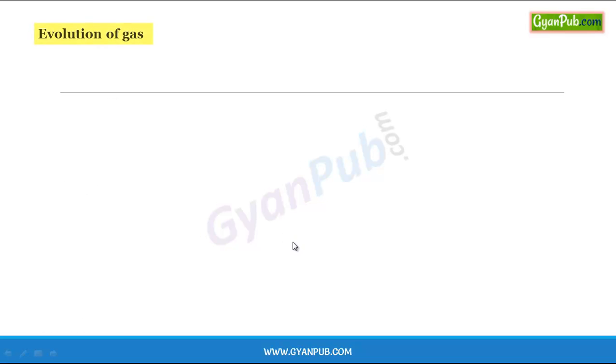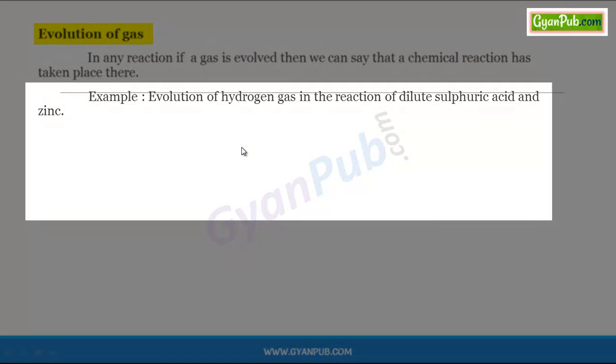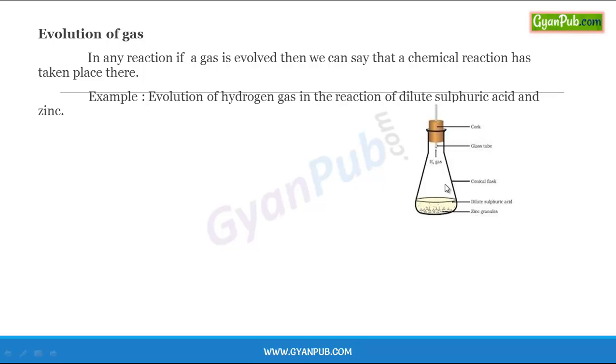Next, evolution of gas. If in a chemical reaction we observe gases evolved, then we can say a chemical reaction has taken place. We observe the evolution of hydrogen gas in the reaction of dilute sulfuric acid and zinc. Here there is a flask in which dilute sulfuric acid and zinc granules are present, and after reacting, H2 gas escapes from it. So a chemical reaction has taken place, which is indicated by the evolution of hydrogen gas.